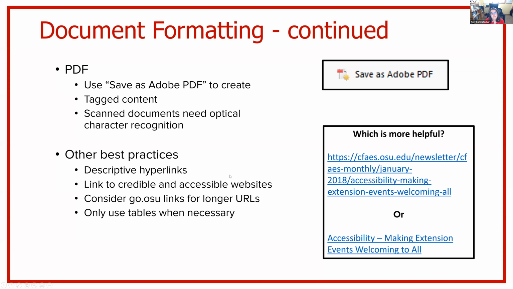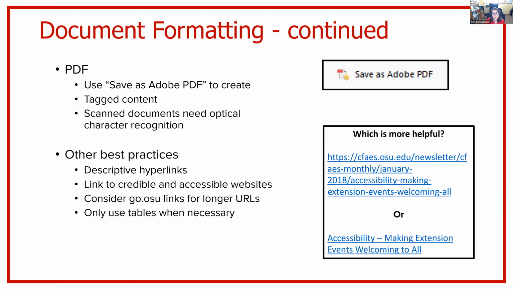So with PDFs, if you're going to create a PDF from a Word document or a PowerPoint, use the Save as Adobe PDF button. This helps with the document conversion, and the document comes out a lot closer to passing the accessibility requirements if you save it in this way. You also need your content to be tagged in a PDF, which you can learn more about using some of the resource links that we'll have provided at the end.